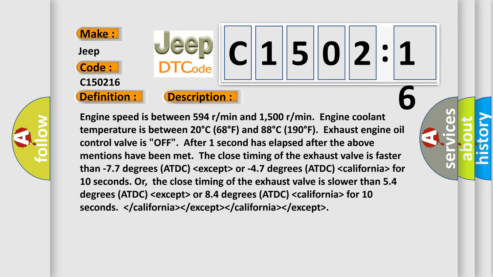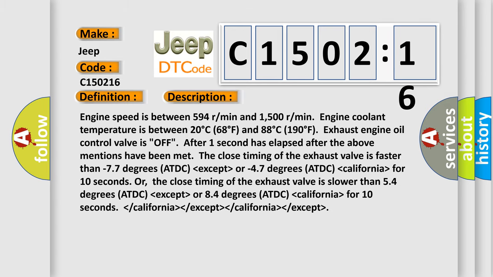The close timing of the exhaust valve is faster than minus 77 degrees ATDC (except California) or minus 47 degrees ATDC (California) for 10 seconds, or the close timing of the exhaust valve is slower than 54 degrees ATDC (except California) or 84 degrees ATDC (California) for 10 seconds.